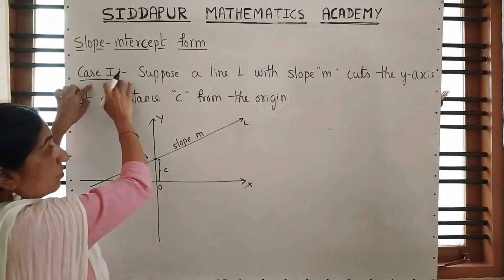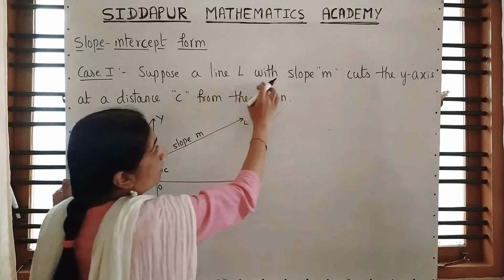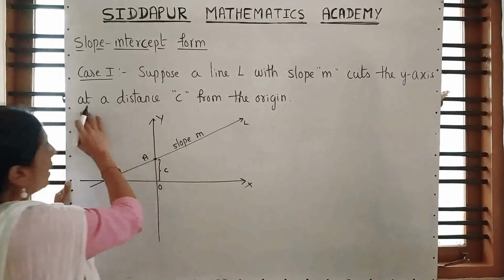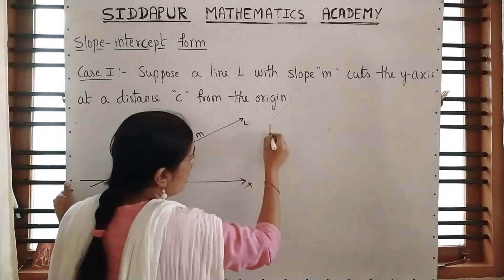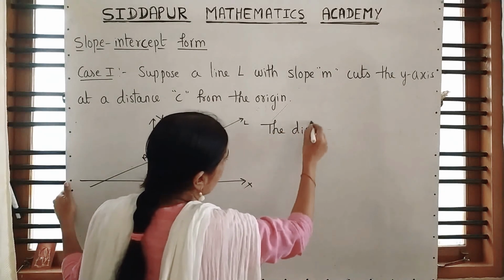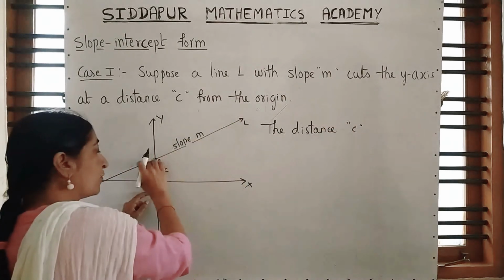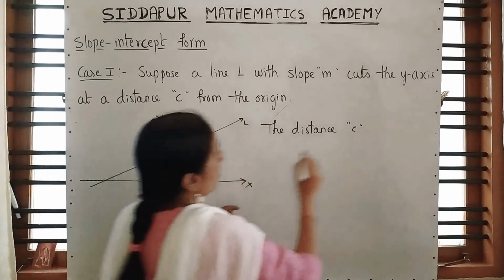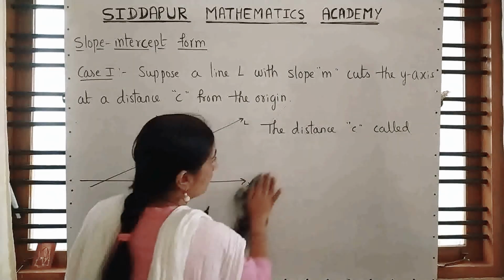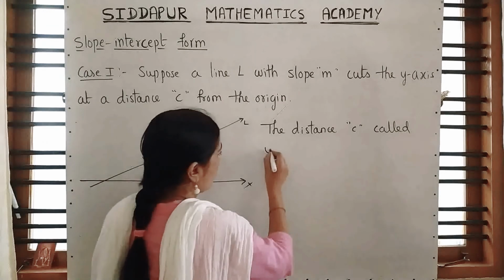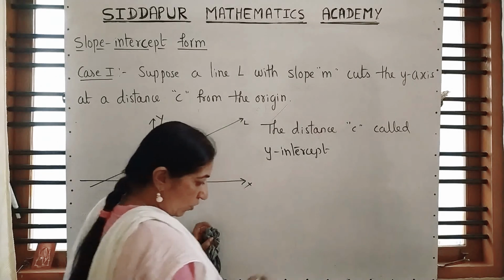First I will explain case 1. Here it cuts the y-axis. Suppose a line L with slope m cuts the y-axis at a distance c. This distance is c from the origin. That means where the line cuts the y-axis, from the origin to that distance, the distance c is called y-intercept of the line L.